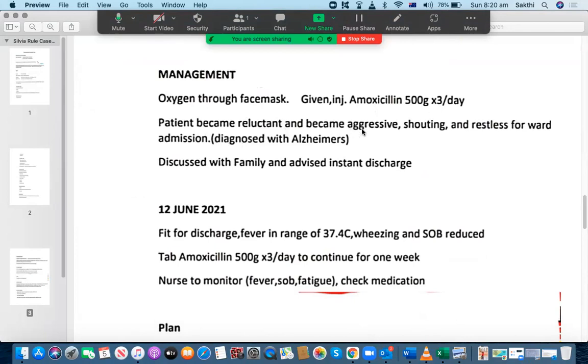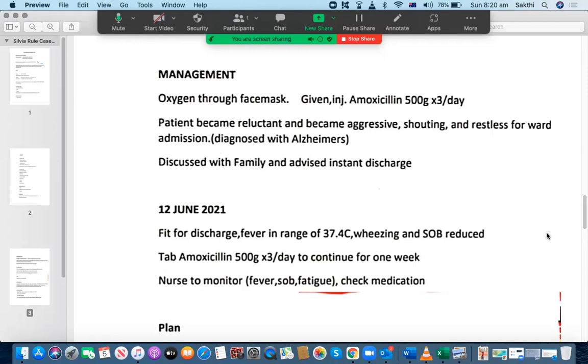Patient become reluctant, become aggressive, shouting, and restless for ward admission, diagnosed with Alzheimer's. You can say subsequently, and you have been using the same phrases like reluctant, aggressive, shouting, restless, and all these things. At least use some kinds of synonyms. For example, let's say reluctant can be replaced with the hesitant. Okay, all right, and so on.